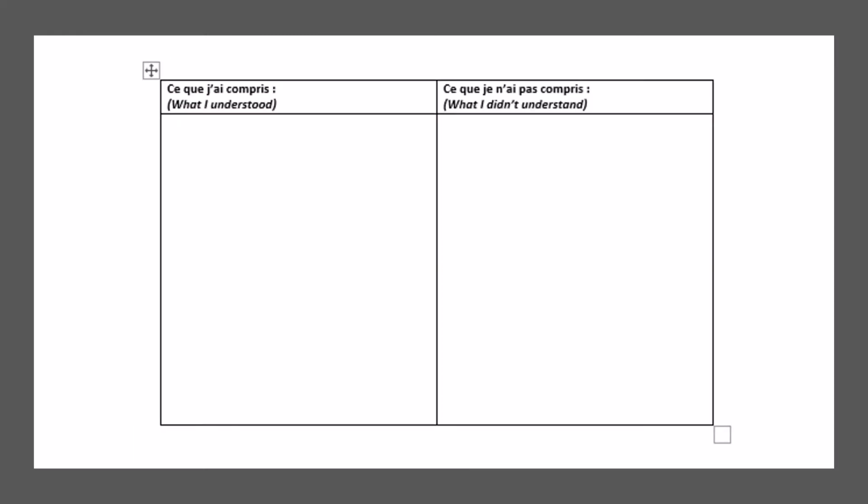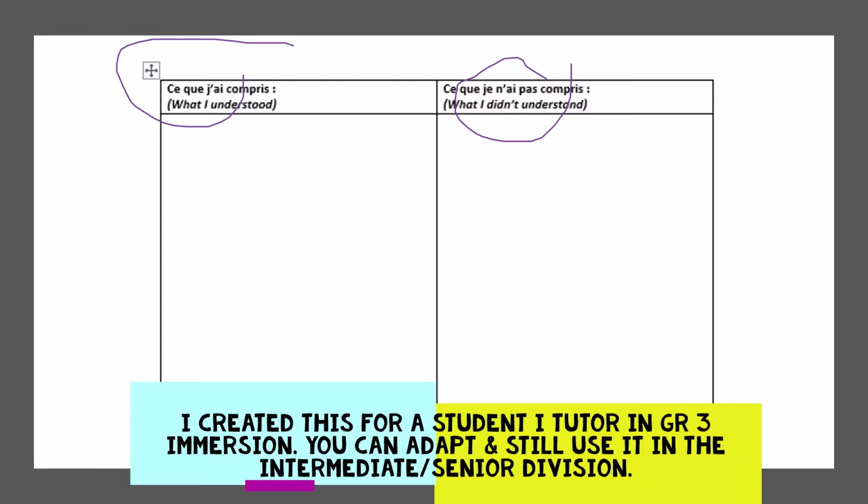Now I have a chart. Ce que j'ai compris, ce que je n'ai pas compris. What I understood, what I didn't understand. And in this chart, students can jot down notes of certain concepts and ideas that they understood and what they did not understand from the book. This is also something that you as teachers can have up on your chalkboard in the classroom and have students fill out their ideas.